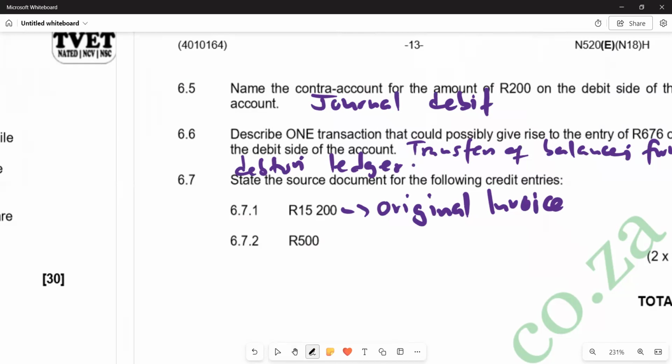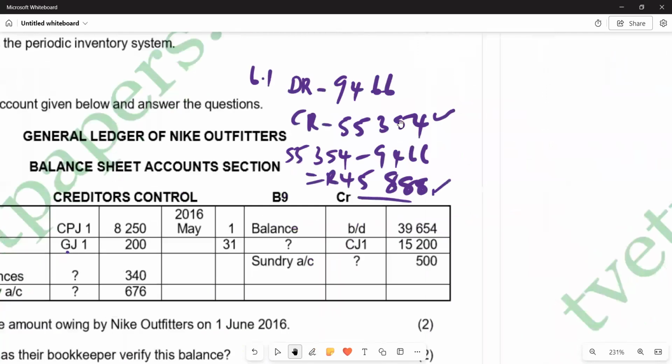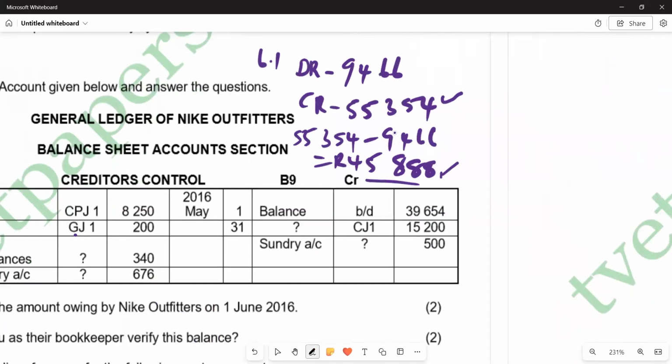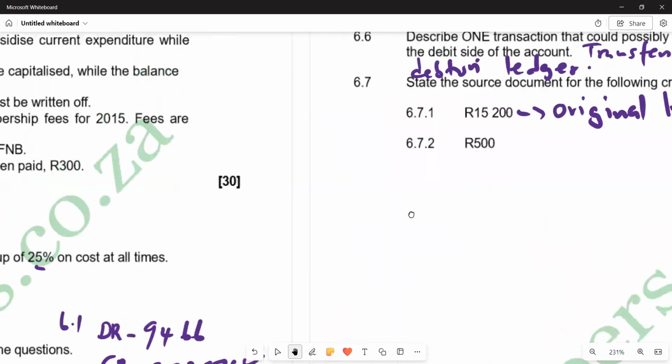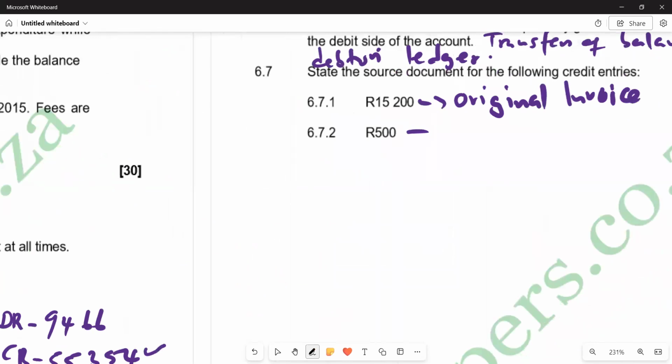So we go to 6.7.2, also 500. We try to find out the source document related to 500. Here we have a sundry account, but on the credit side. Remember, when you have a sundry, it means an irregular transaction has taken place. So we are going to record it in the journal voucher. So this one is related to the journal voucher as the source document. So here you can just say journal voucher.